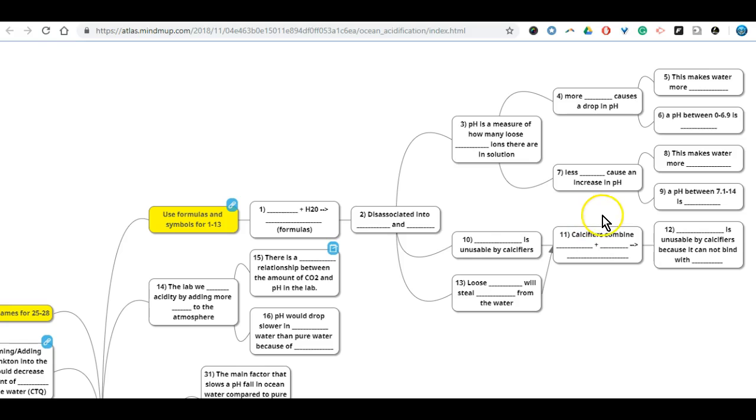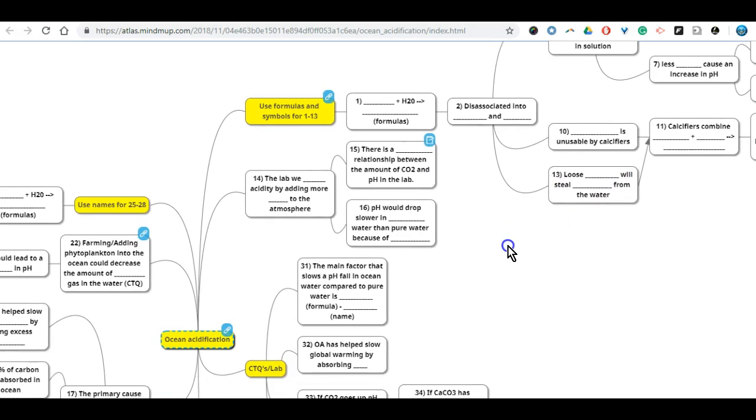Calcium is separate from carbonate floating in the water. Like I said, they will take the two of them and combine them to create a shell. Unless, now if you go to your big grid inside of your notebook, it shows how the loose hydrogen will steal the CO3 from the water. Okay, it'll take it away and the calcium can't combine with it anymore.